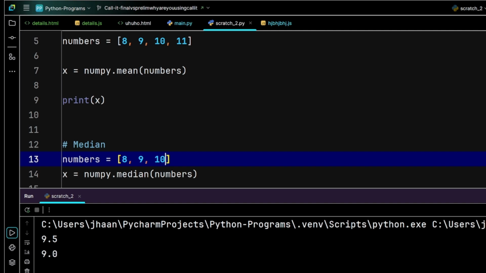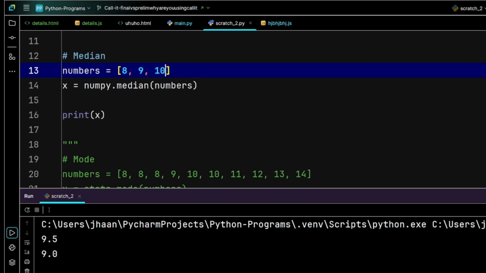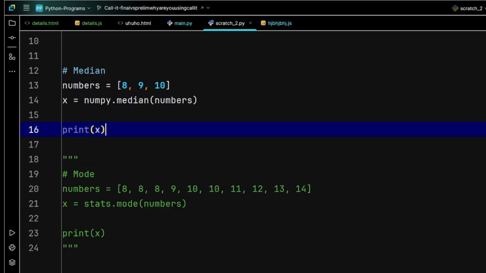So once it runs, here we have the median is 9. Here's the same thing: you use numpy.median and then the list of numbers.